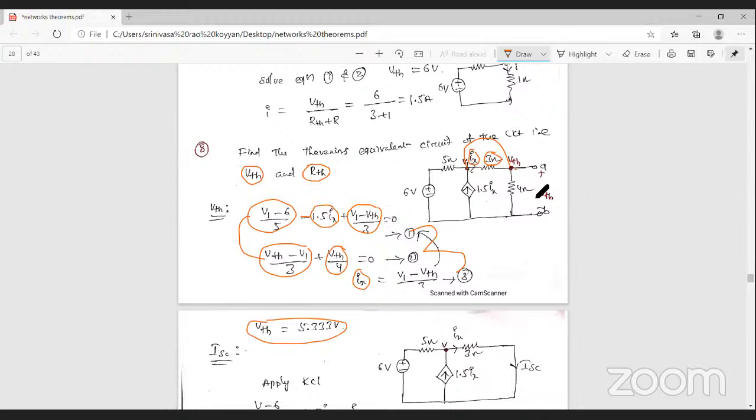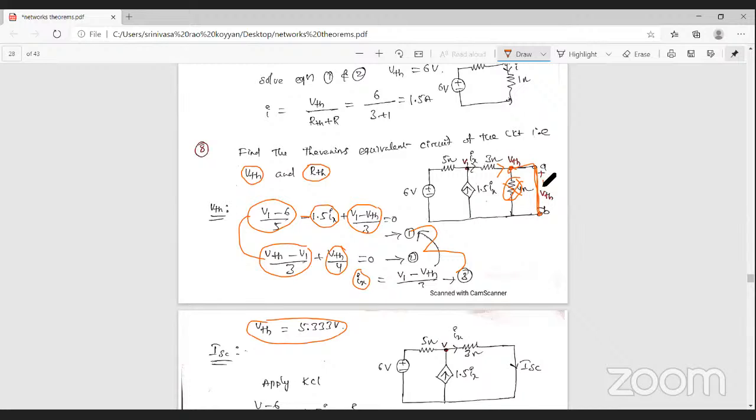To find out the short circuit current across these two terminals. Once the short circuit is in this path, there is no current passing through the 4 ohm resistance, so it can be neglected. Why? Because the total current entering this node passes through the short circuit path only.